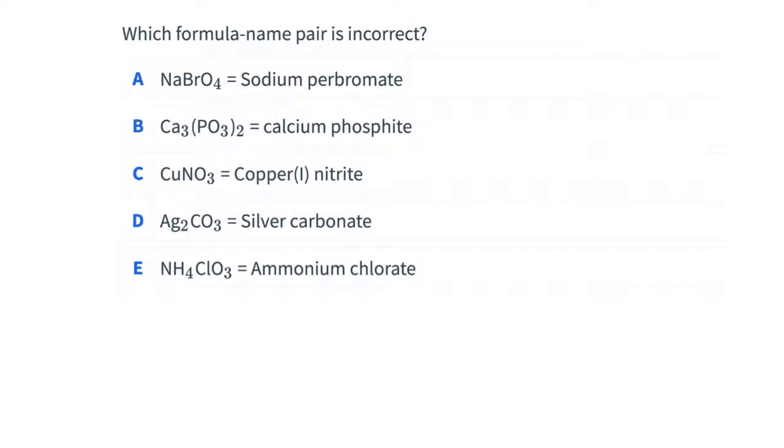Let's put that together. Look at this question here, and try to address which of these name and formula pairs is incorrect. So give this one a try.